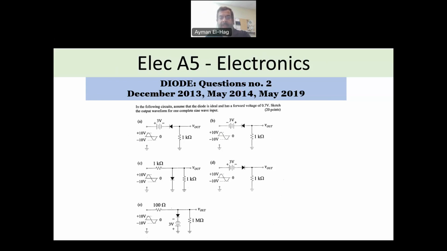The diode is assumed ideal and has a forward voltage of 0.7. So if the diode is conducting, it will have a 0.7 volt drop. Now we need to sketch the output voltage. To be able to do that, we need to know if the diode is forward biased or reverse biased. Sometimes we have a DC battery, like in these questions. Sometimes there's nothing, just the AC. So we need to understand the behavior of the diode under these conditions and then decide.